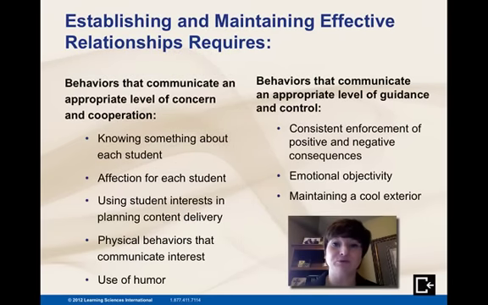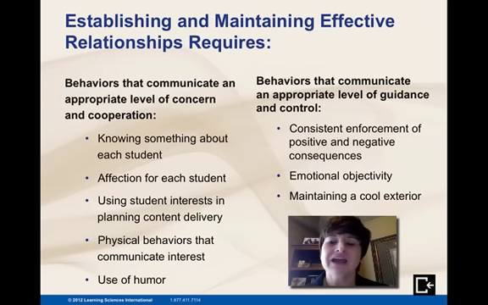Behaviors that communicate an appropriate level of concern and cooperation are knowing something about our kids, showing affection, using student interest in the delivery of our curriculum. So if we know we have a lot of artistic kids, we incorporate that. If we know we have skateboarders and those types of kids, we talk about that. So it's just showing them that we care about what they're interested in, which I know we're doing on a daily basis.